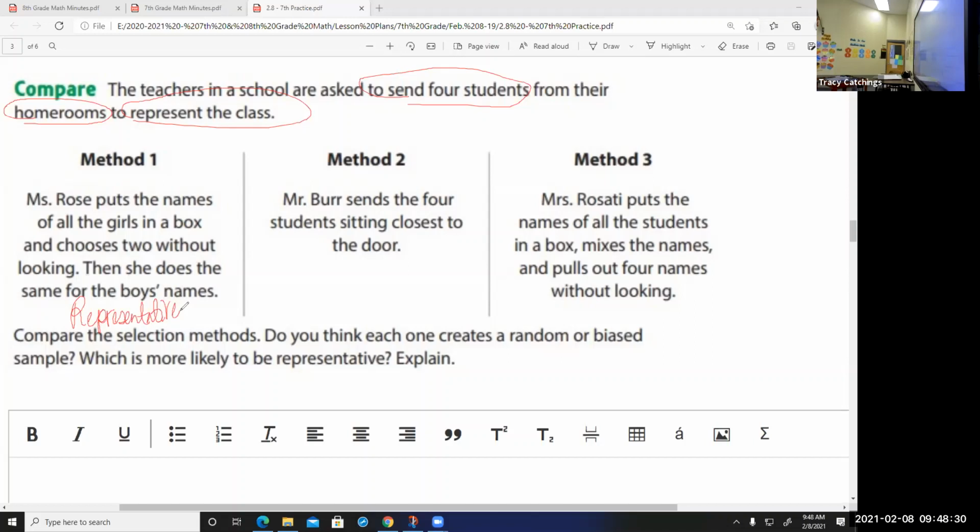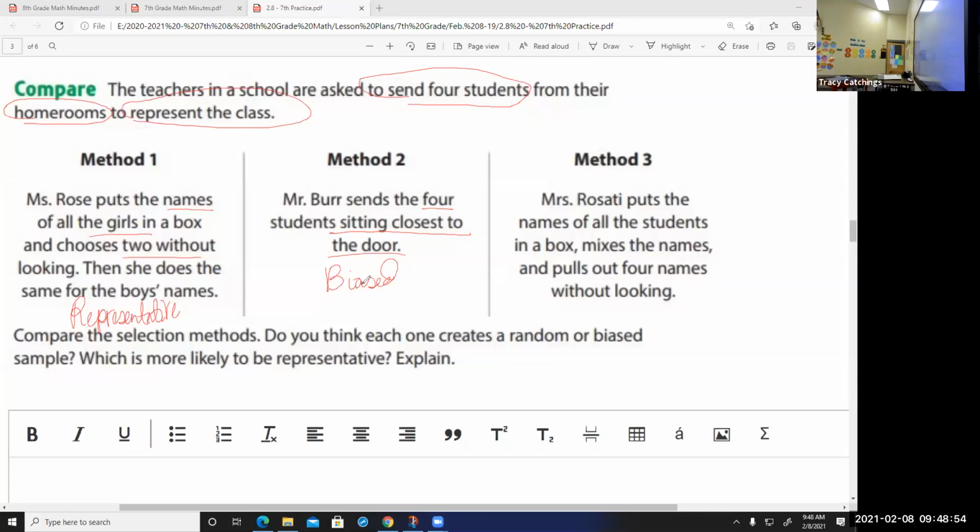All right, method 2. They said Mr. Bird chose 4 students that were closer to the school. Bias. Yeah, that's bias. He's choosing those right there by the door. Here, y'all go, y'all right there. That means what about the kid at the back? What about the child that's on the other side of the room? They may want to be one of the 4 students.